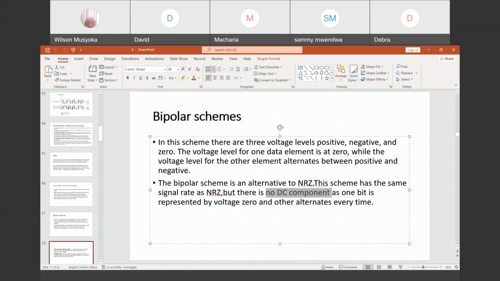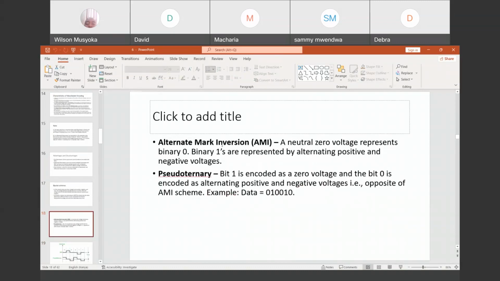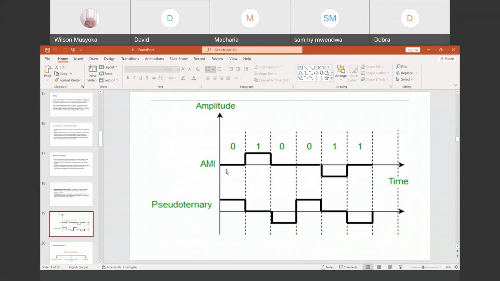So what are those ones? This is the alternate mark inversion. There are still systems which use this one, the AMI, whereby a neutral zero voltage represents the zero and a binary one is represented by alternating between the positive and the negative voltages. And you will see how that is important. Then there is the pseudo-ternary, whereby the bit one is encoded as zero, and the zero bit is encoded as alternating positive and negative voltages. So this is how it is seen.